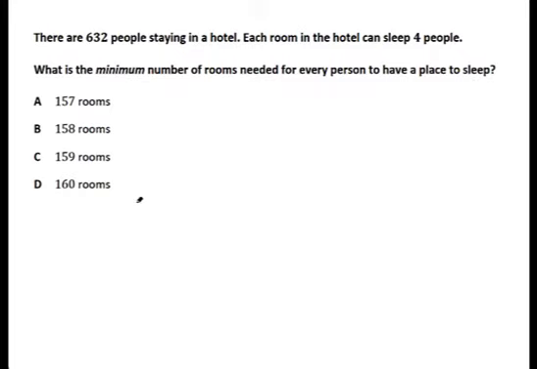This is a division problem. You're taking 632 people and dividing them in groups of 4. And we're going to look at a bunch of different strategies to see which one you like the best. Okay? So we're going to do this in place value discs.